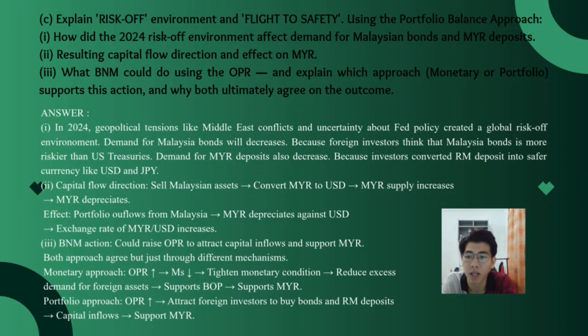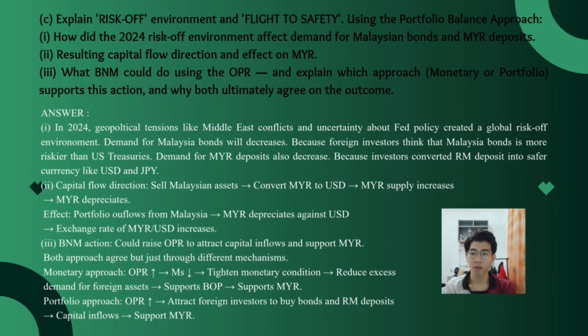So the answer, 1 Roman, in 2024, geopolitical tension like Middle East conflict and uncertainty about Fed policy created a global risk-off environment. Demand for Malaysian bond will decrease because foreign investors think that Malaysian bond is more risky than US Treasury. Demand for Malaysian ringgit deposit also decreased because investors converted RM deposit into safe currency like USD and Japanese yen.